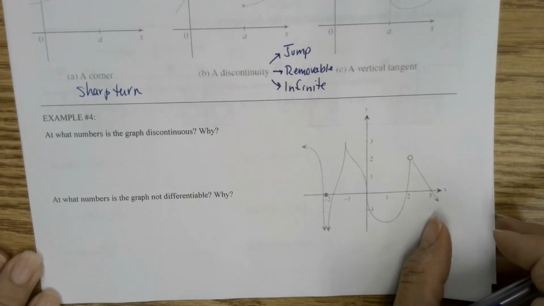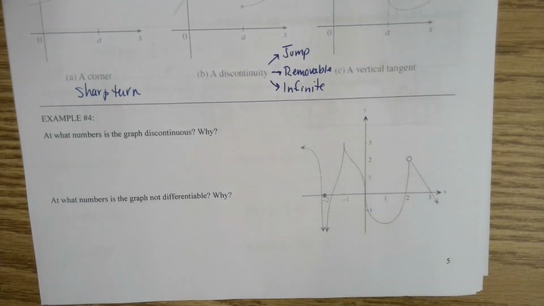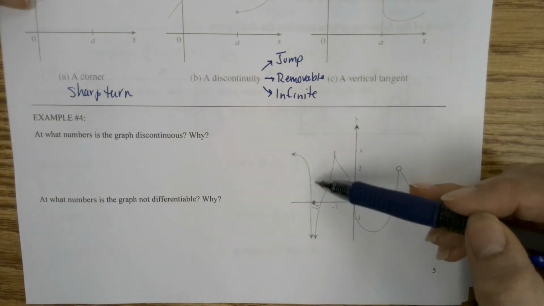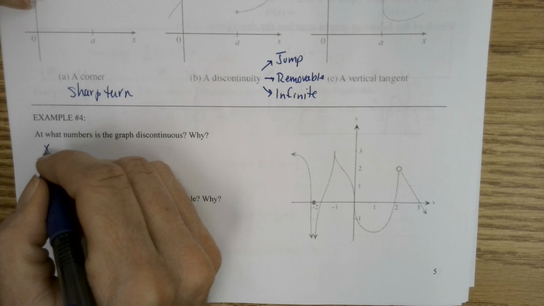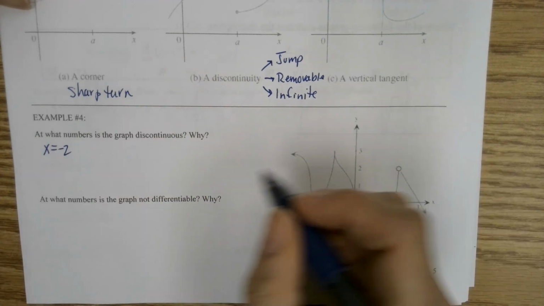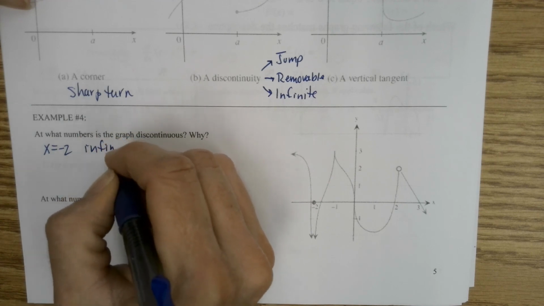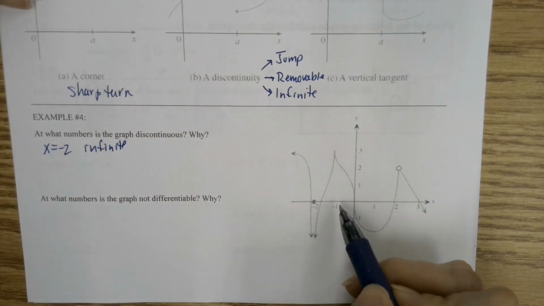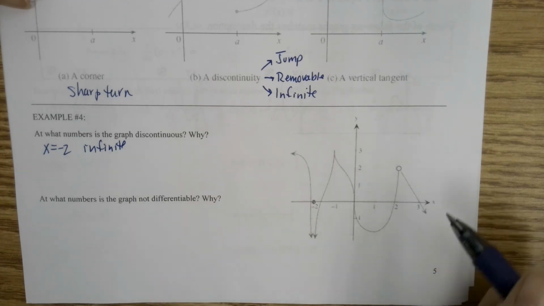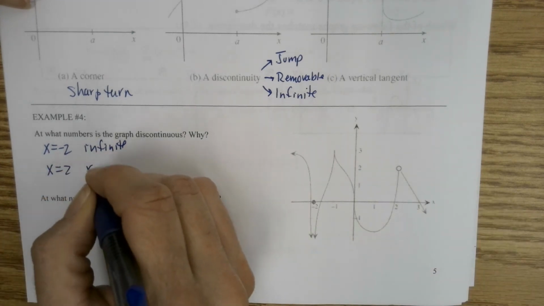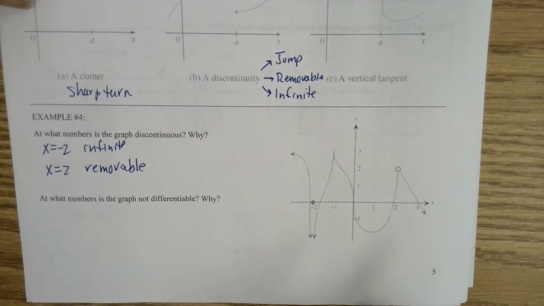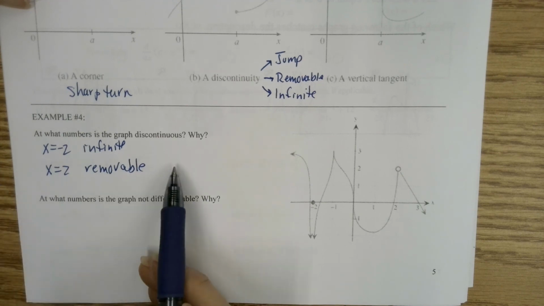So there's an example number 4. At what numbers is the graph discontinuous and why? So that's from the last section. So discontinuous, we know at -2, this graph is discontinuous. And around -2, this is definitely an asymptotic behavior. So that is an infinite discontinuity. I'm looking for breaks in the graph, remember. So the next break in the graph is happening at x equals 2, and that is a removable discontinuity. And those are our only discontinuities.